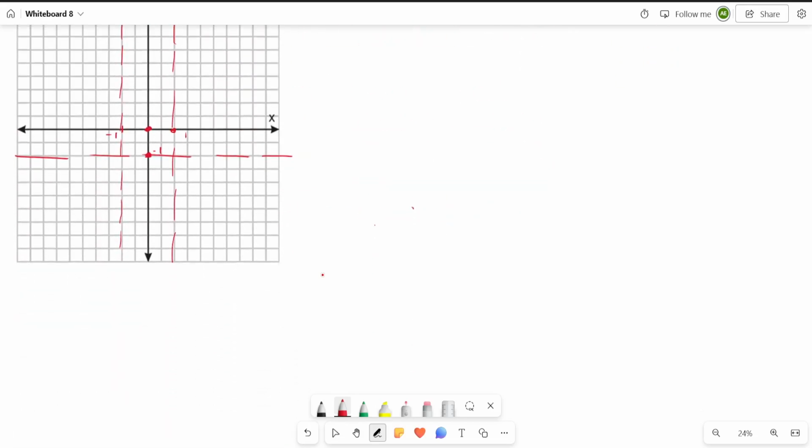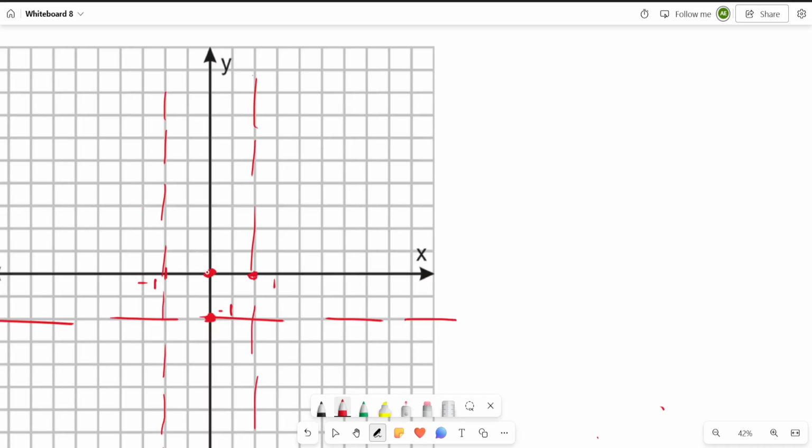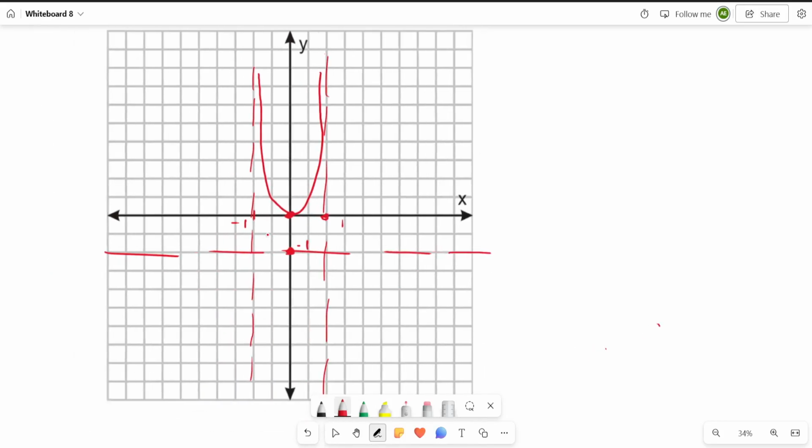So I know that the first part of this graph is going to be something like this. So I'm going to have a minimum point over here. So this part is going to look something like this. Okay, so this is the first part. I can draw it a little bit better. Yeah, so this part is like this.